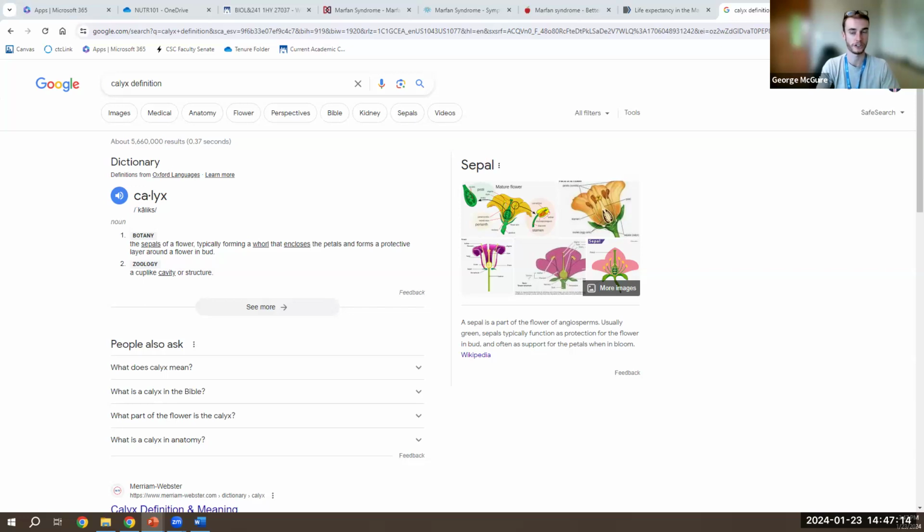So the secondary structures come from those magnetic attractions, the polarity of the amino acids.